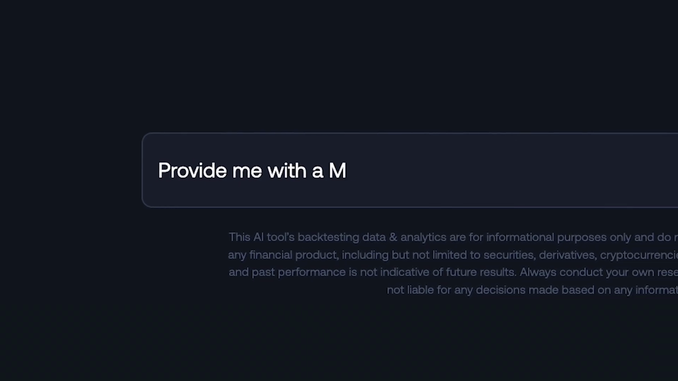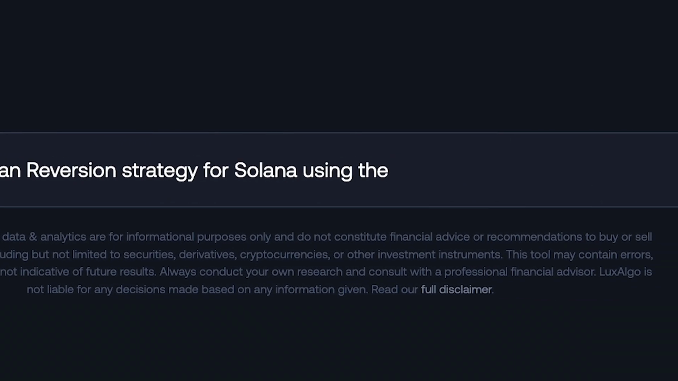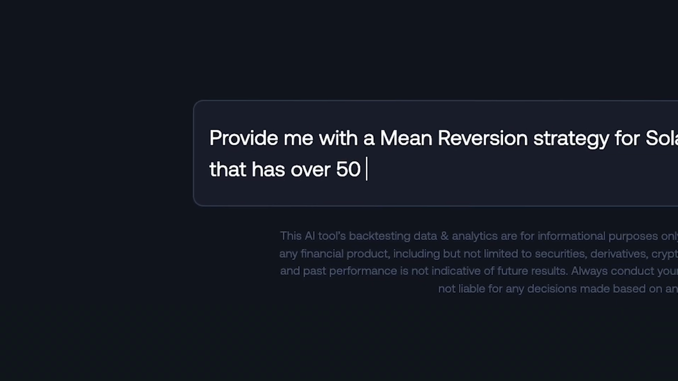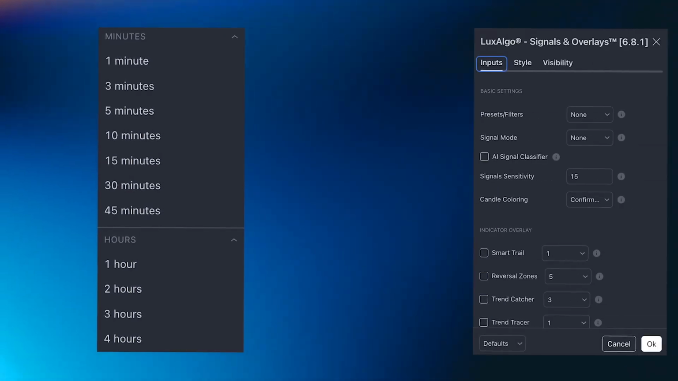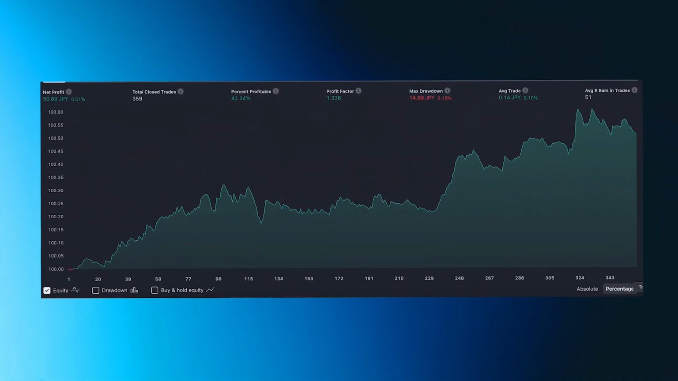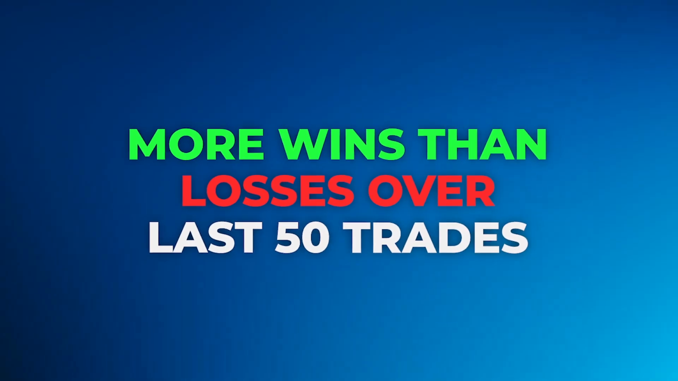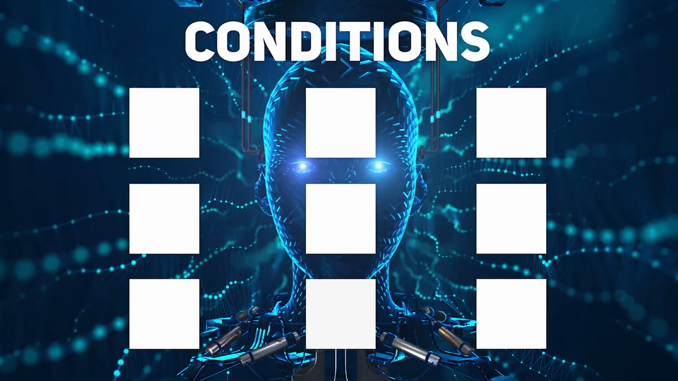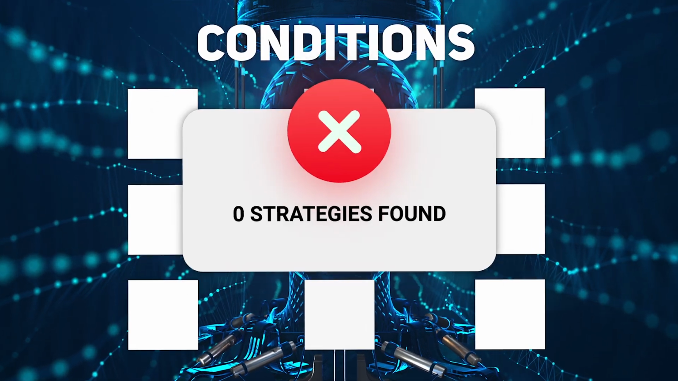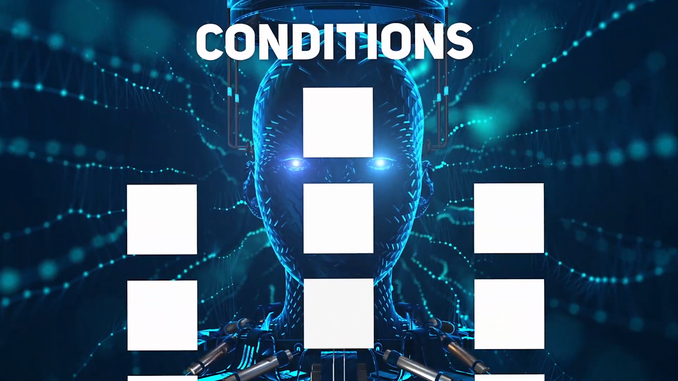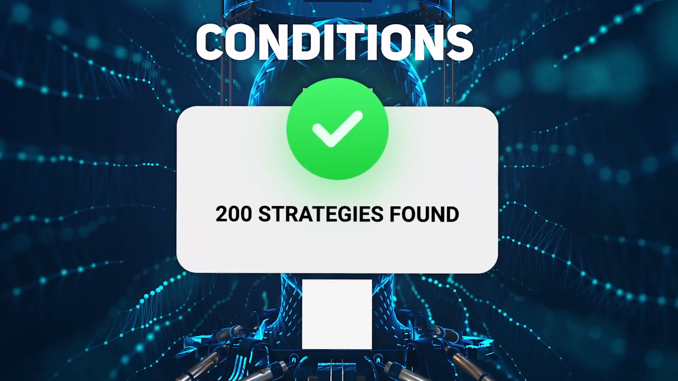Now, let's ask, provide me with a mean reversion strategy for Solana using the signals and overlays toolkit that has over 50 trades and a high profit factor. Notice this time I did not specify the time frame or the features to use. This is because, in this scenario, I am most concerned about the profit factor. The AI already understands how mean reversion strategies work and what features from the indicator to use for such a strategy. I just want a strategy that has more wins than losses over the last 50 trades. It's good to remember that by not being too specific, the AI can search through more conditions. So, if you're having trouble locating a strategy, consider loosening the conditions a bit. A single change can make a huge difference.